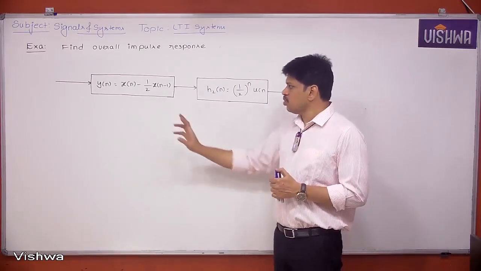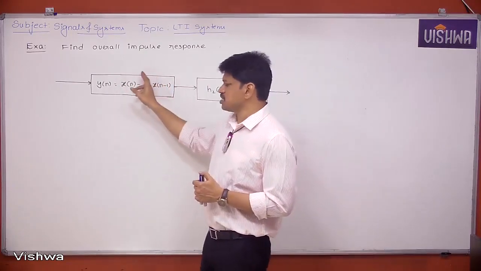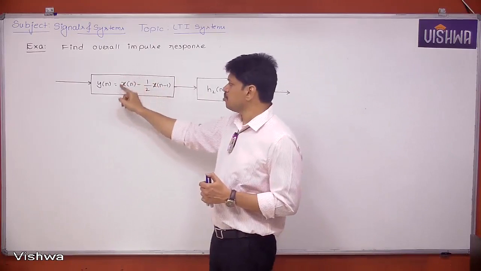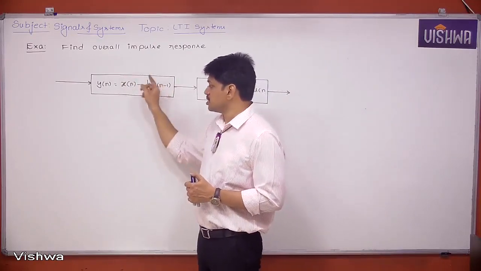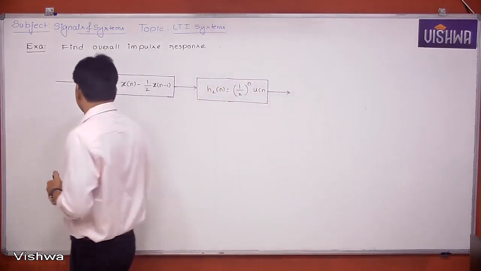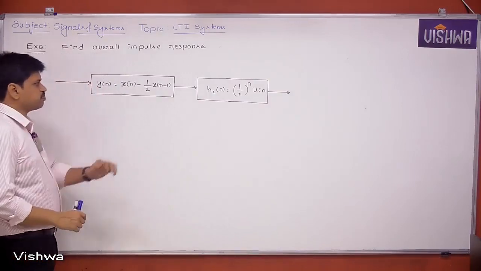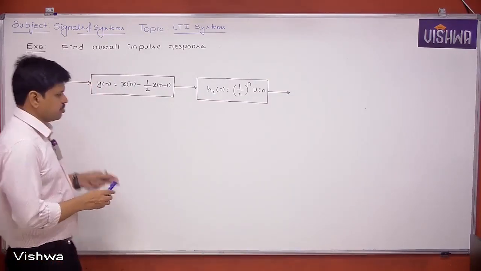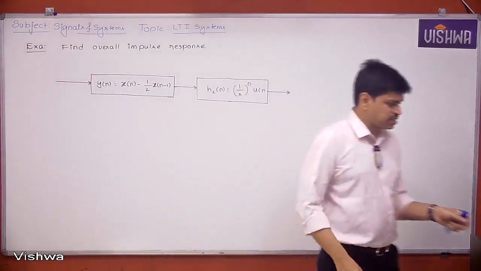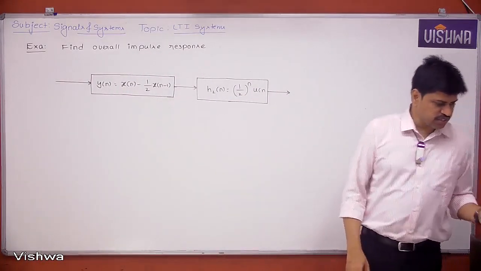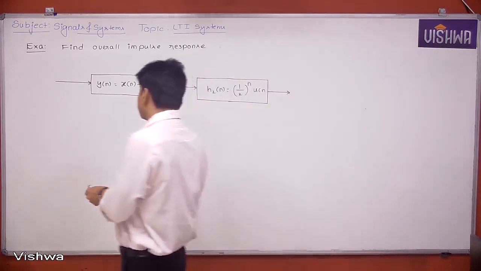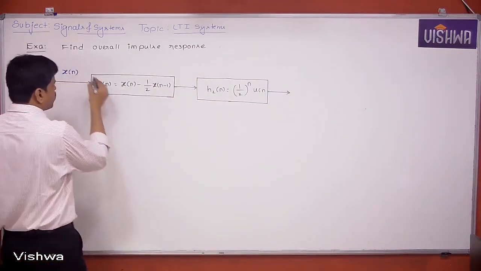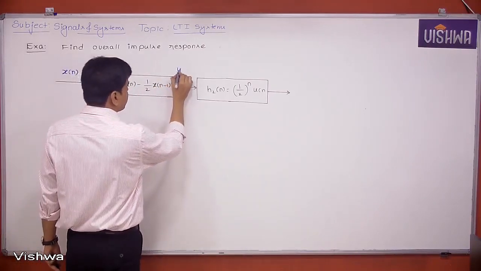Now, I don't know the impulse response of this system. I know the impulse response here. So I am trying to find the impulse response of this system. How can we do that? Listen carefully. We know one thing: for this system, if the input is x of n, we are going to get the output y of n.